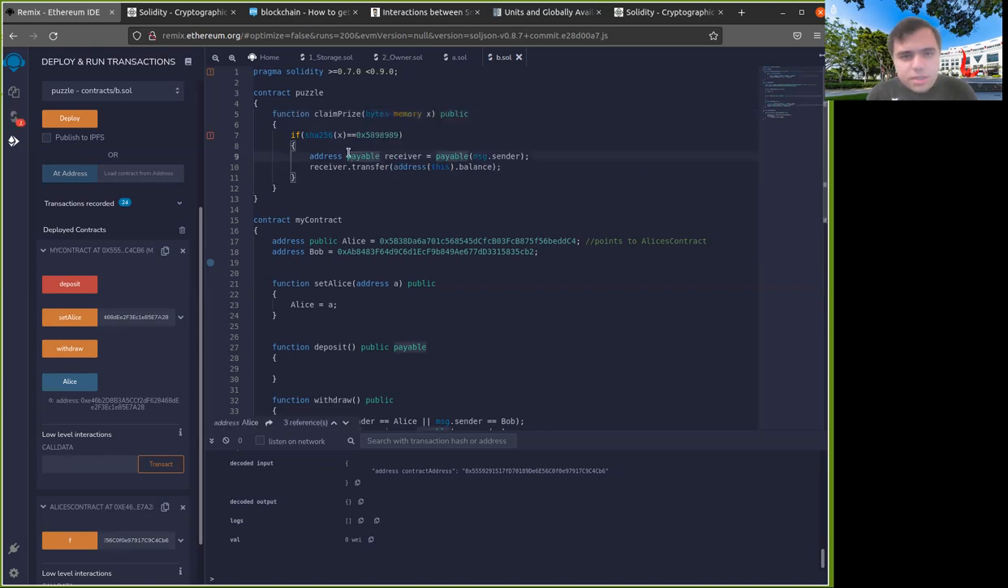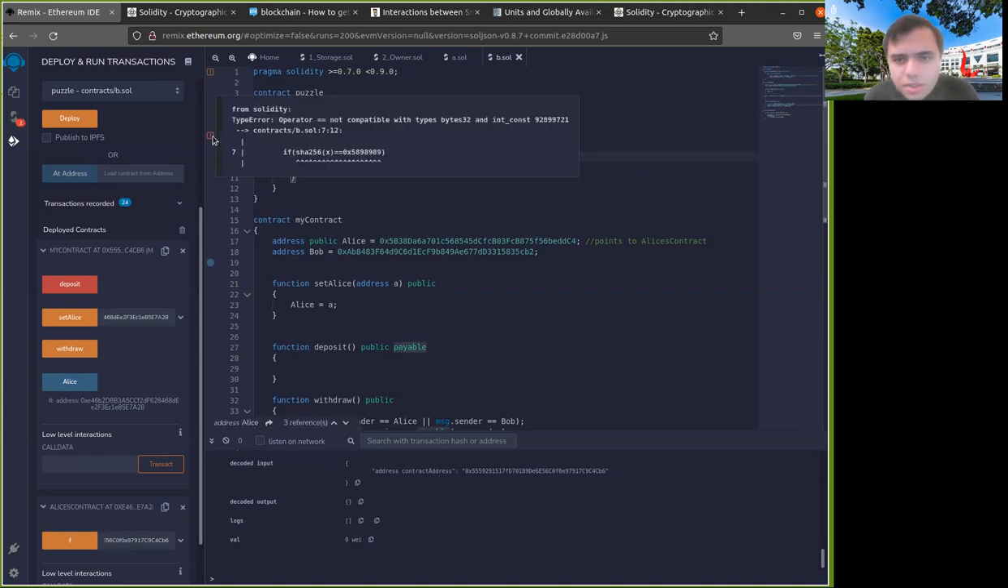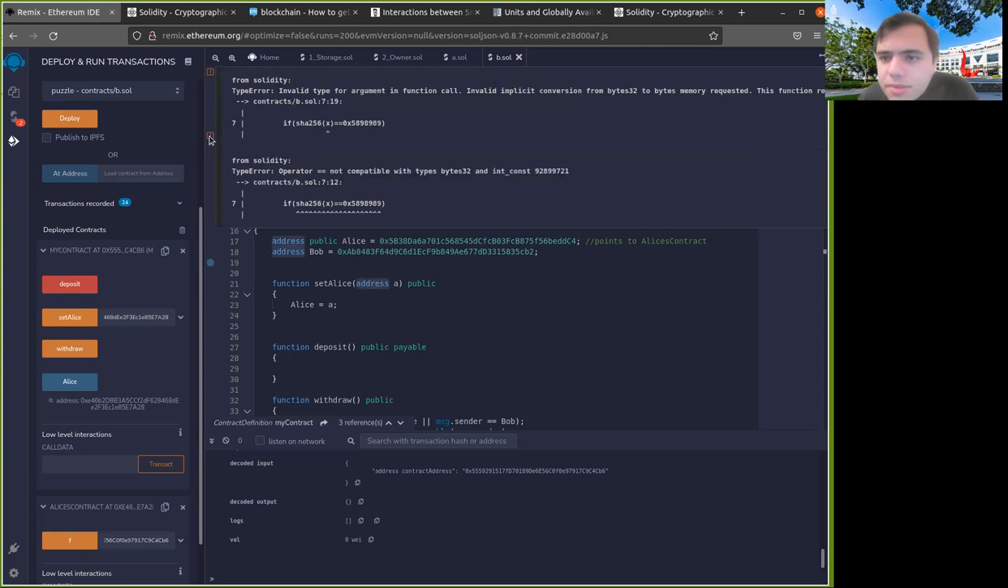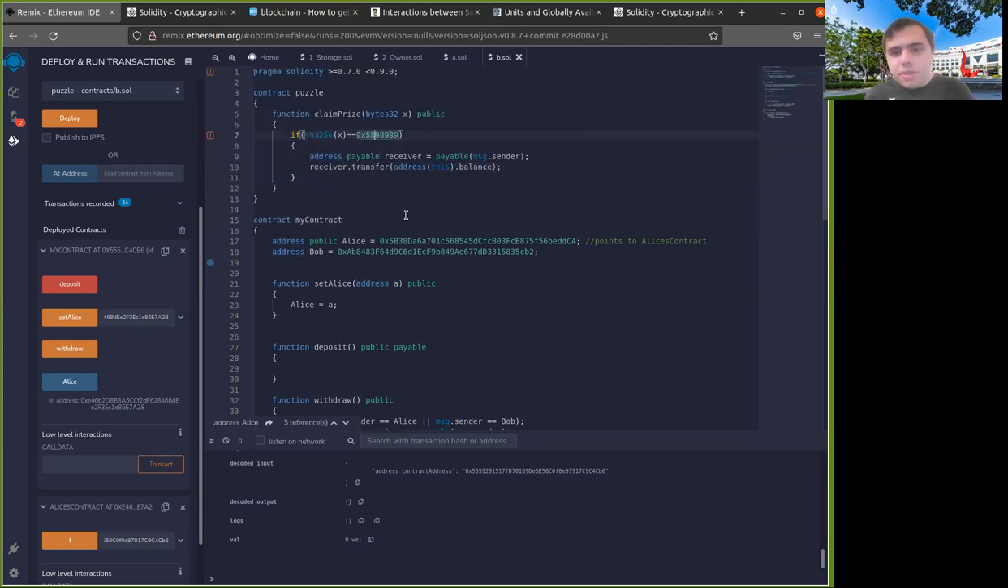So let me actually see if I can do it like this. Not compatible with types bytes32. So let's just call it bytes32. Okay, I don't care. Anyway, we have to also change the type of this one. But anyway, so making sure we do the typecasts. I really hate the new versions of Solidity.